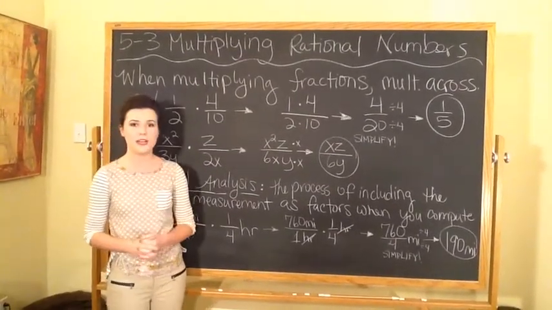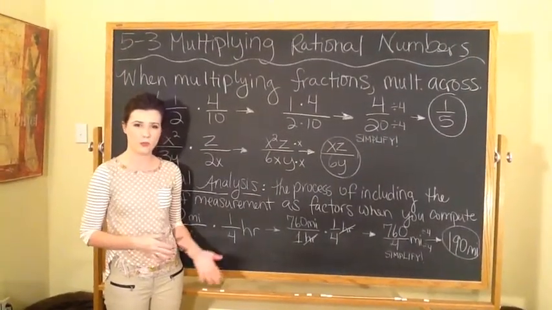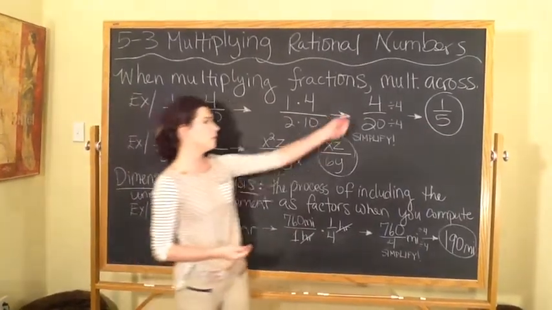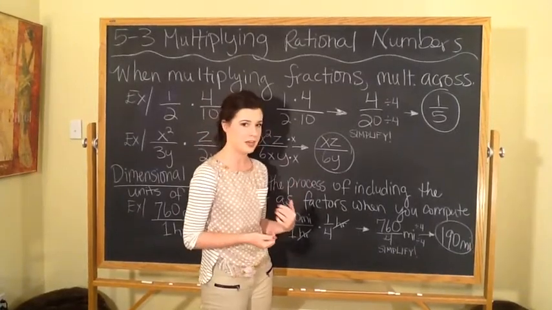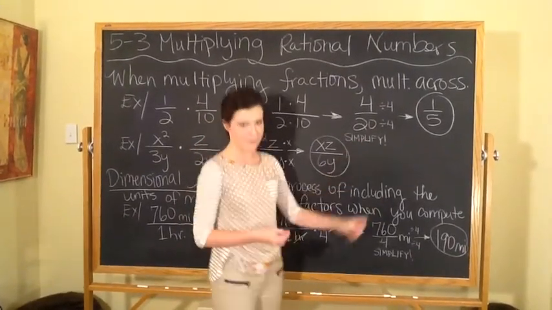Anytime you're writing an answer, you always want to write it in simplified form. So don't ever leave it like 4 over 20, because you know that 4 can be taken out of both the numerator and the denominator. So basically, simplify, don't forget.